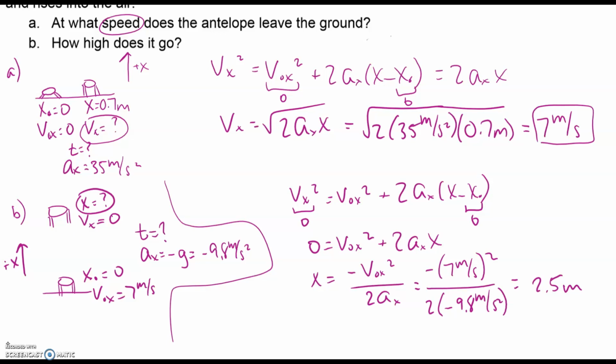So our antelope reaches a height of 2.5 meters, but that's from its legs being completely stretched out. So we have to take that 2.5 meters and add its initial height of 0.7 meters, giving us 3.2 meters.